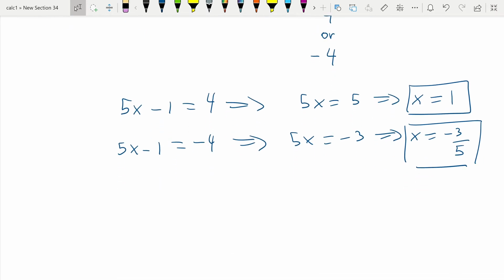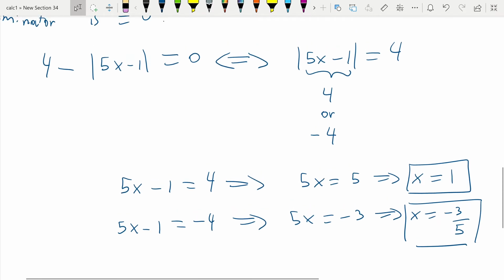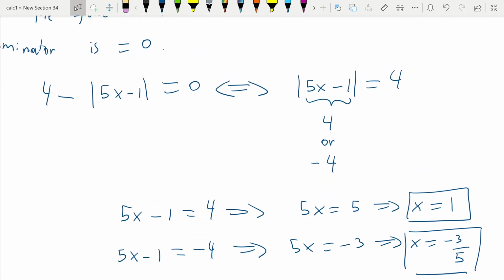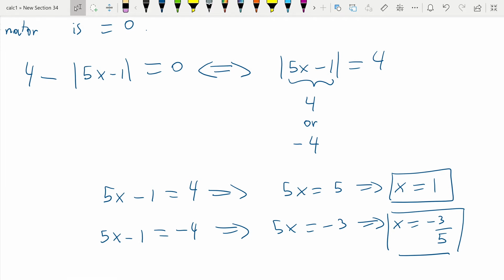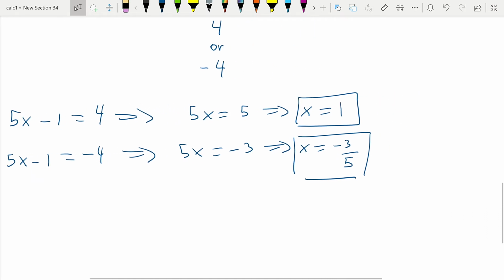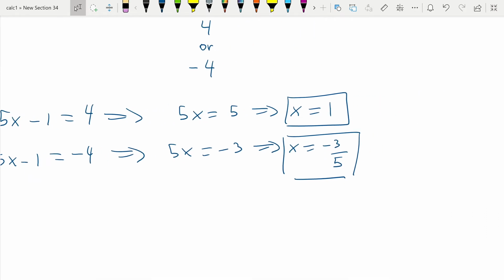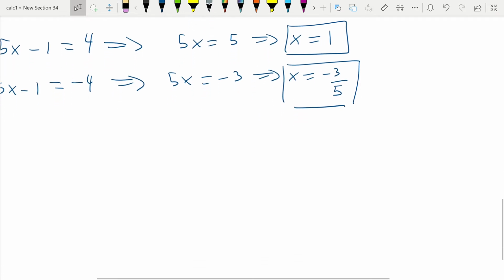And this will happen again when, this is the conclusion, the absolute value of 5x minus 1 is equal to 4 in this case. And we further analyze how this can happen. We have two possibilities for what's inside the absolute value: what's inside is equal to 4 or minus 4. And these two options lead to two possible values of x. The first one is x equals 1, and the second one is x equals minus 3 over 5.